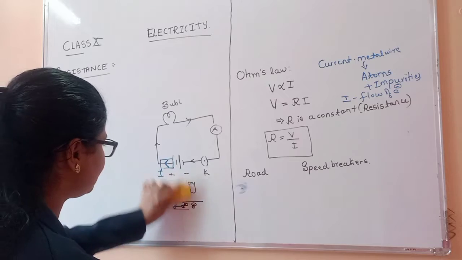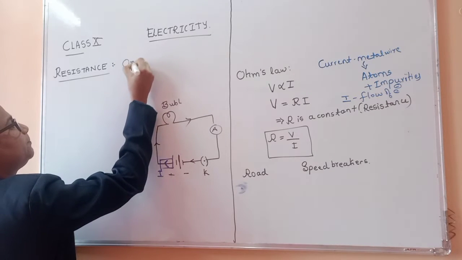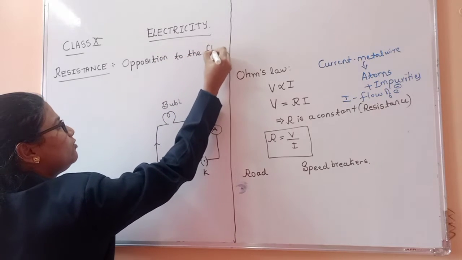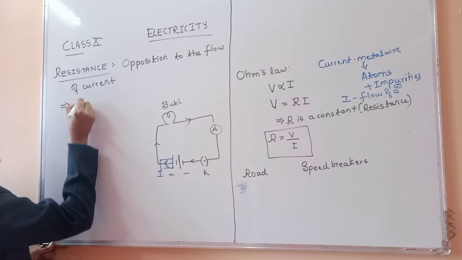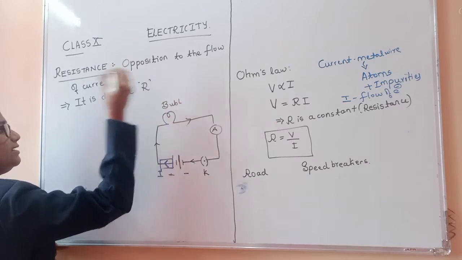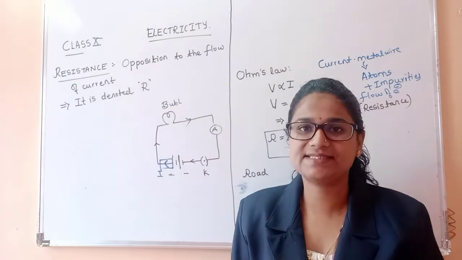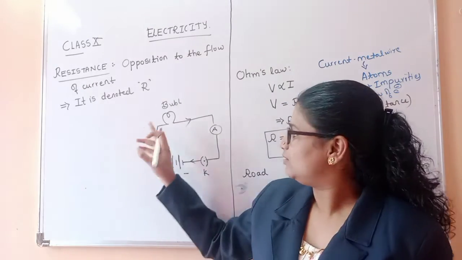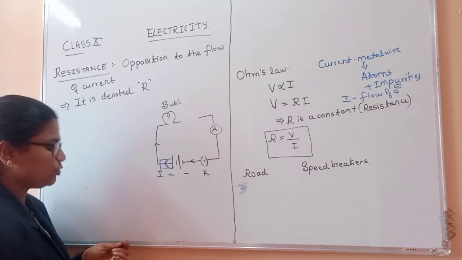So by this we can define resistance as opposition to the flow of current, and this resistance is denoted by the capital letter R. And in a circuit, if a circuit or a metal wire has certain resistance, the resistors are diagrammatically labeled like this. So it shows that a circuit has a resistor.